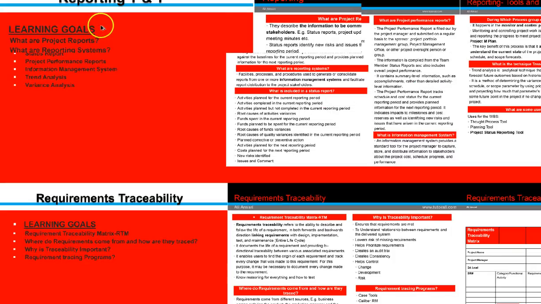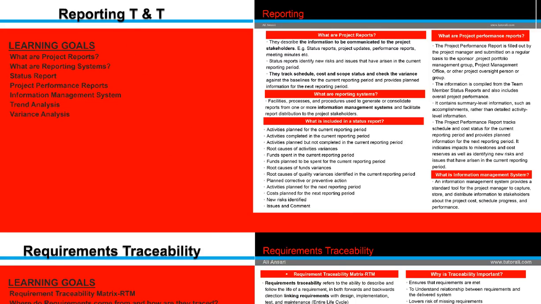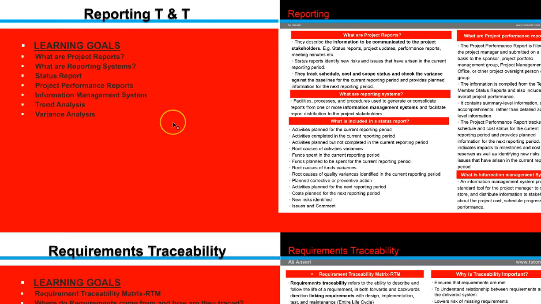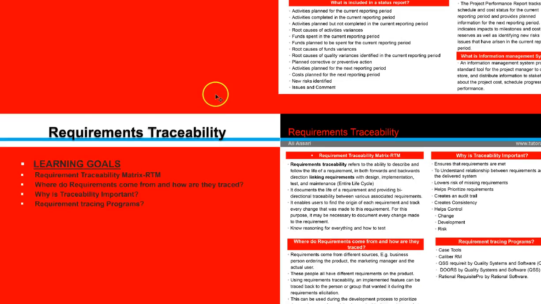So let's take a look at the reporting tool and technique. As the name says, this is where we are doing the reporting, and we saw this one before when we were covering all domains. In that we have reports. How do we do the project reports, what are the reporting systems, what is a status report, a weekly or bi-weekly status report, the project performance report, then how we manage the information system, the trend analysis, and the variance analysis. So we'll take a look at that when we get there.